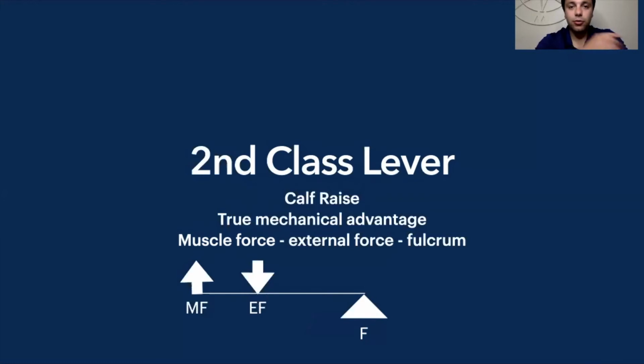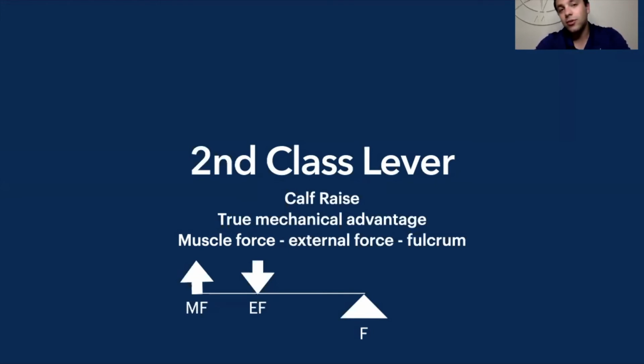The orientation of a second class lever involves both forces acting on one side of the axis or the fulcrum, as we can see at the bottom here. But in this orientation, the muscle force is further away from the fulcrum than the external force. The exercise example that the textbook likes to refer to for a second class lever is a calf raise or any form of plantar flexion.